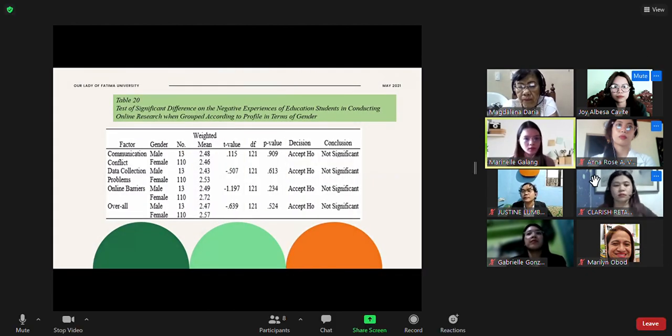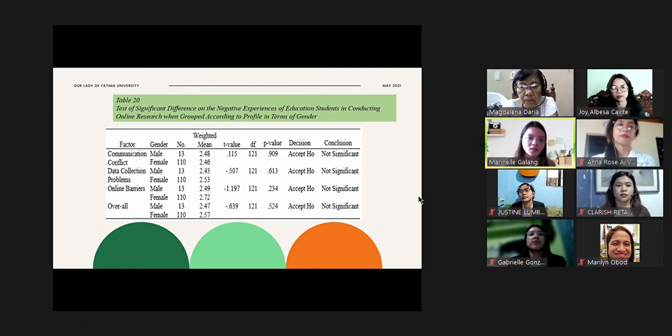Table 20. The test of significant difference on the negative experiences in terms of their gender. The highest p-value is 0.909, the communication conflict, and the lowest is 0.234, the online barrier. The overall result is 0.524. Therefore, the overall results are accepted and there is no significant difference in the negative experiences in terms of their gender.